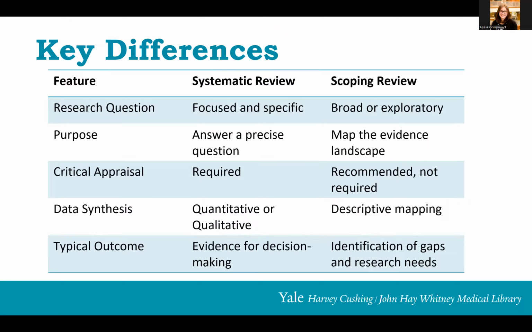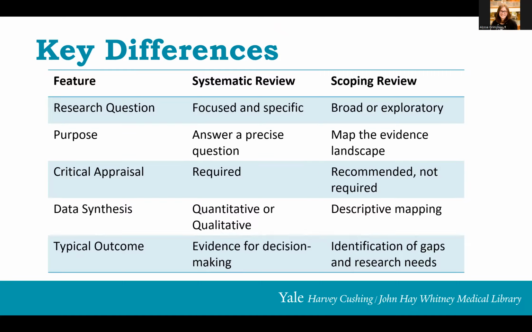Because systematic reviews are intended to support clinical decision-making and are generally making a recommendation, they require critical appraisal to assess study quality, whereas scoping reviews typically do not require formal risk of bias assessment, although it is recommended, since their goal is to describe the landscape of research rather than to judge effectiveness. Essentially, if you're recommending a practice change in clinical practice, it's really important that you're providing the reader with an understanding of the strength of evidence behind your recommendation.